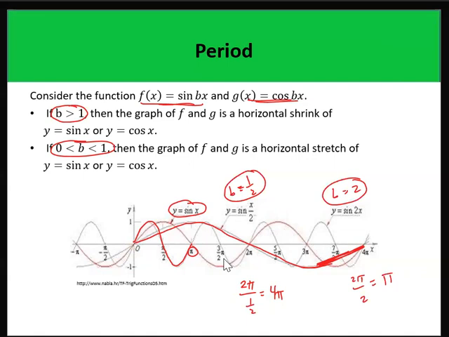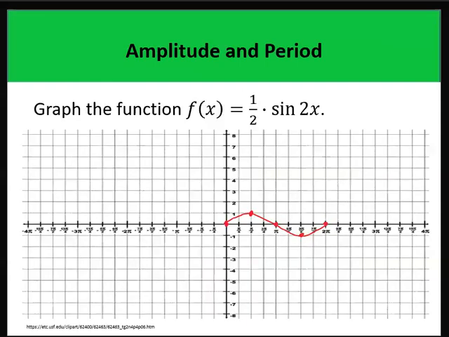So again, the amplitude is for the vertical stretching or vertical shrinking, while period is for horizontal stretching or horizontal shrinking. So let's apply these concepts, these amplitude and period concepts. Let's consider the graph of f of x equals 1 half times sine of 2x. And this red graph here is the graph of the basic sine function.